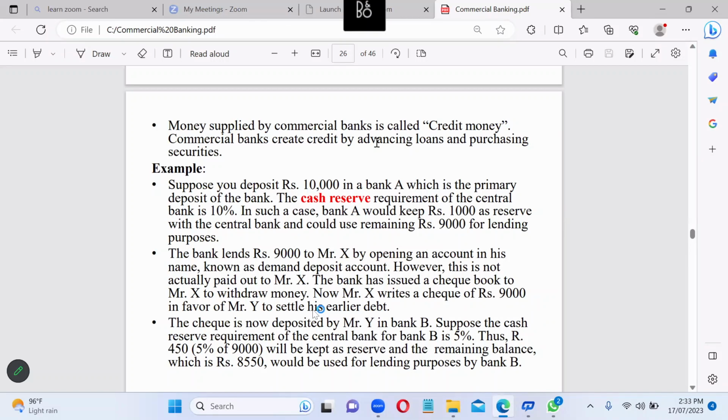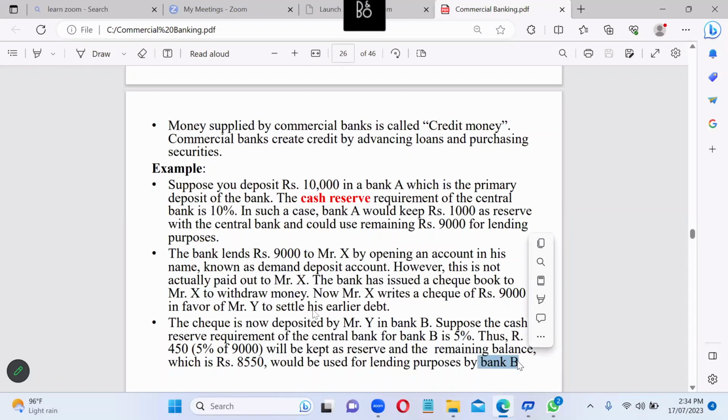So earlier I told these functions, these things happen in bank A. Now Mr. Y deposits the money at bank B. Suppose the cash reserve requirement of bank B is 5%, but bank A holds a reserve ratio of 10%. So from the 9,000, 450 will be kept as a remaining balance at the central bank. The balance of 8,550 rupees goes into the lending process by bank B.